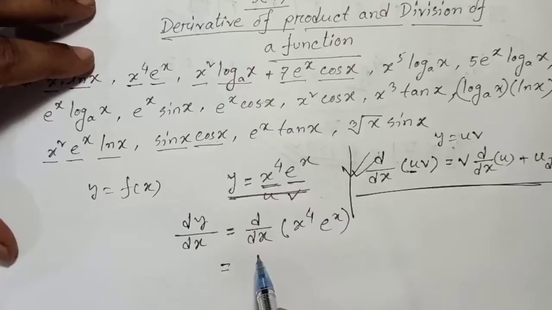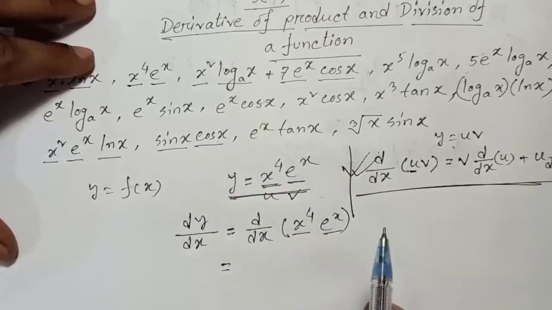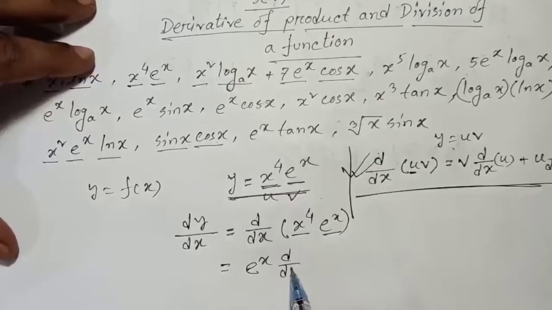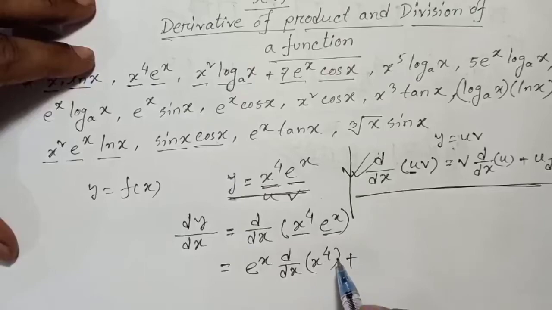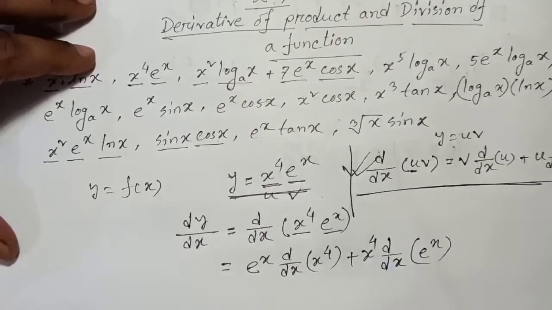When we are going to differentiate x to the power 4, then e to the power x will be constant. So d/dx of x to the power 4 times e to the power x. Then e to the power x will be differentiated like d/dx of e to the power x. And as we have done the derivative of e to the power x, we have to make something constant, and it will be x to the power 4.